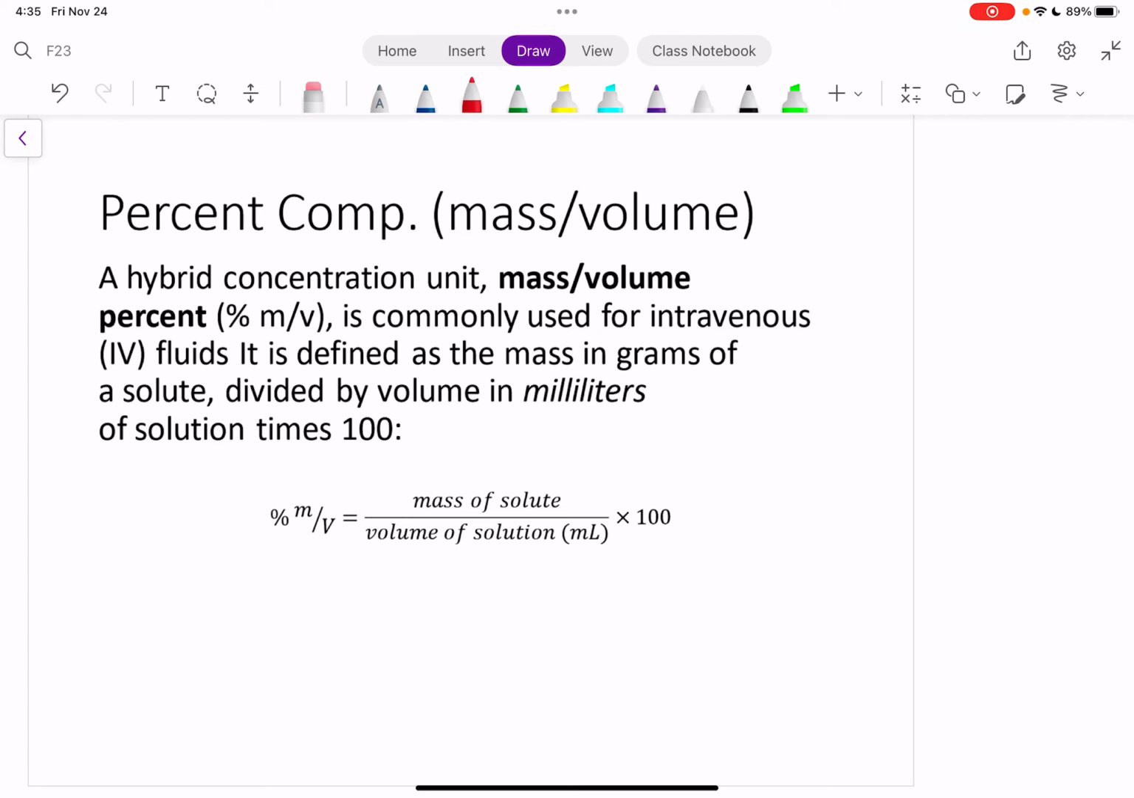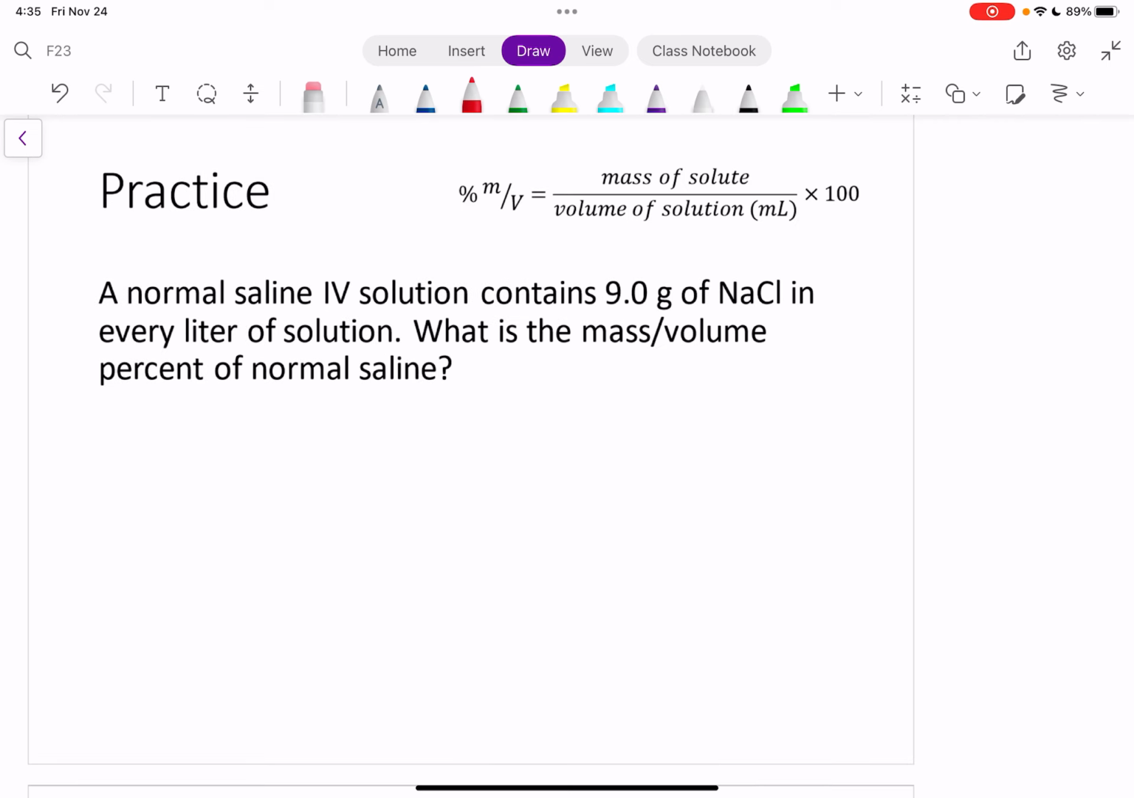All right, the third percent composition we use is mass by volume. This is commonly used for intravenous fluids. It's defined as the mass in grams of a solute divided by the volume in milliliters of solution. So this is useful for when we're dissolving a solid into a liquid. And just like before, we have a handy-dandy equation.